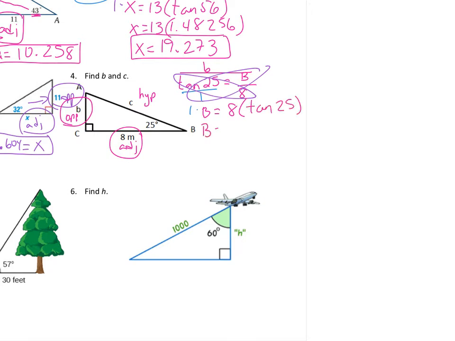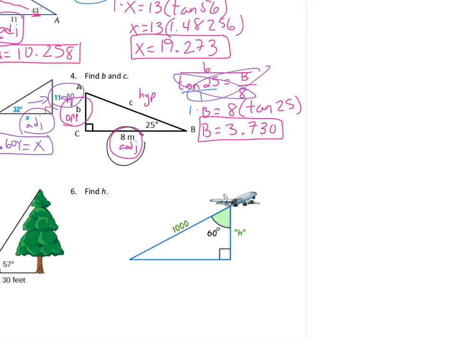So that means b, if I find the tangent of 25 and I multiply it by my 8, I end up with 3.730. Okay, so I don't want to use that number again. I could use the b to find what the c is, but I just want to start all over. And I'm going to choose a different color now.